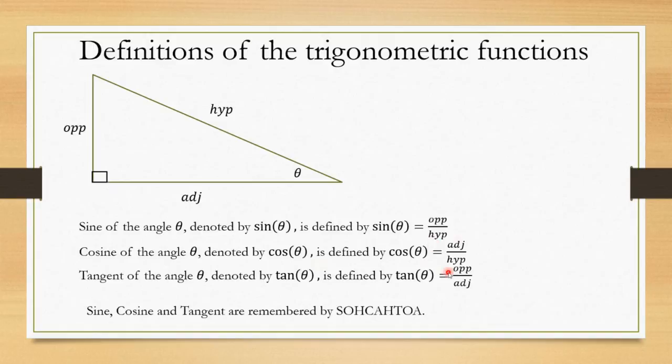Now, this is a lot to remember. I understand. That's why we have SOHCAHTOA. It's a way to remember it. S is sine, O is opposite, H is hypotenuse. C is cosine, A is adjacent side. And T is tangent. It's just a way to remember these three. That's all. Let me say this also.